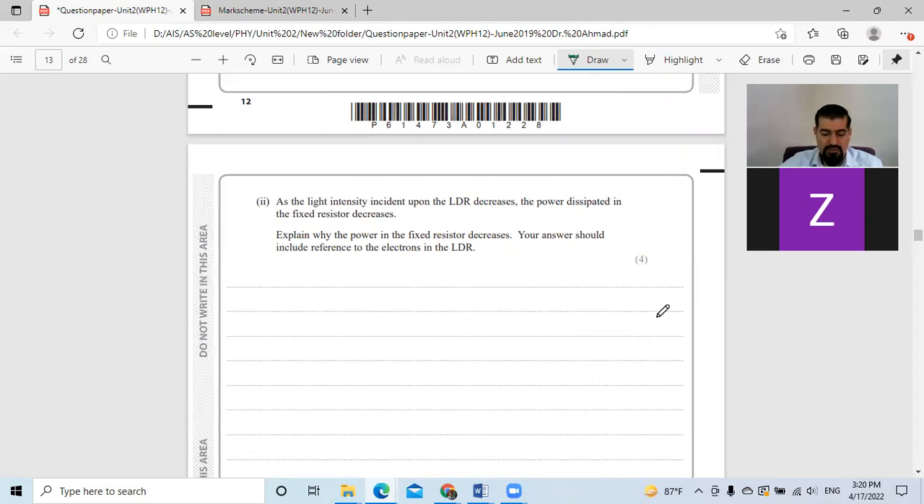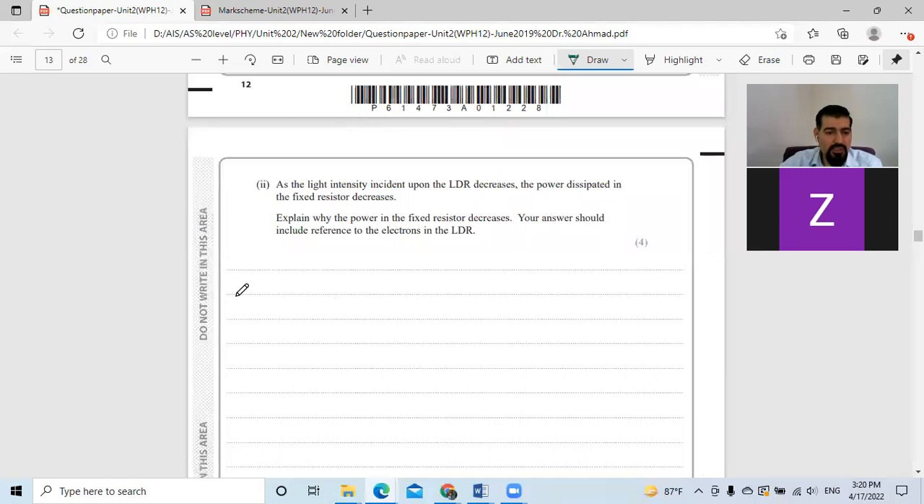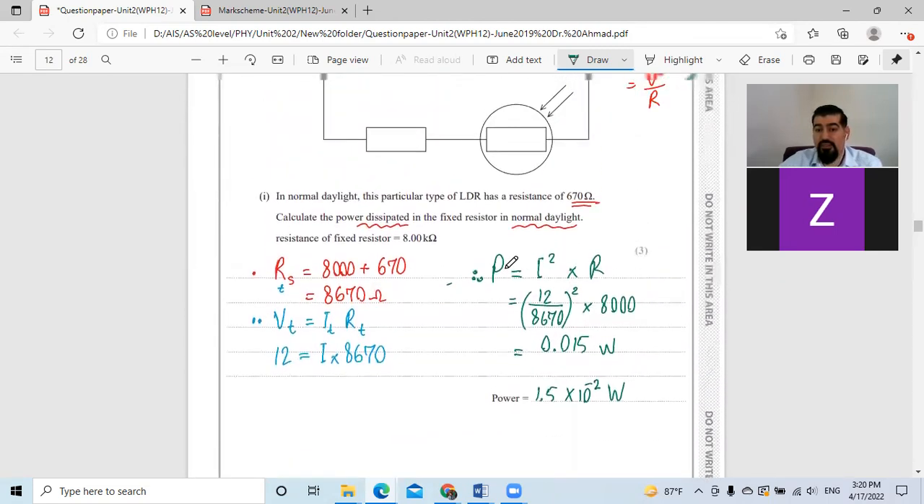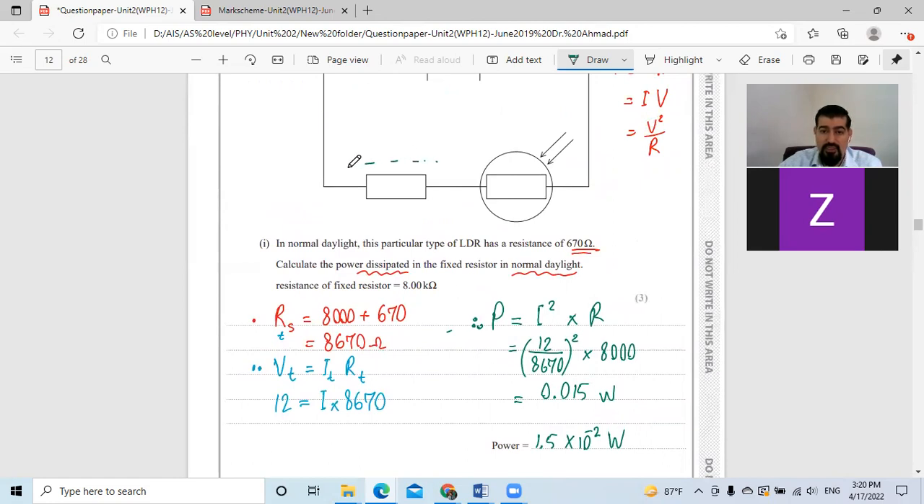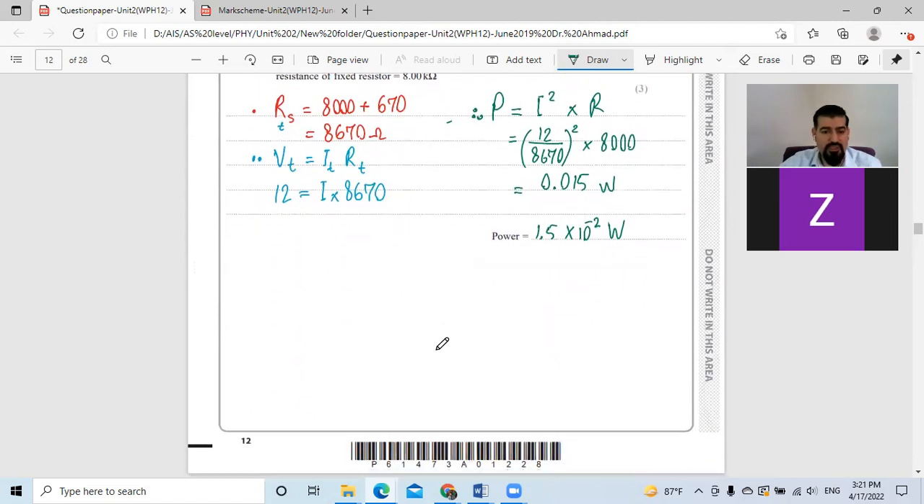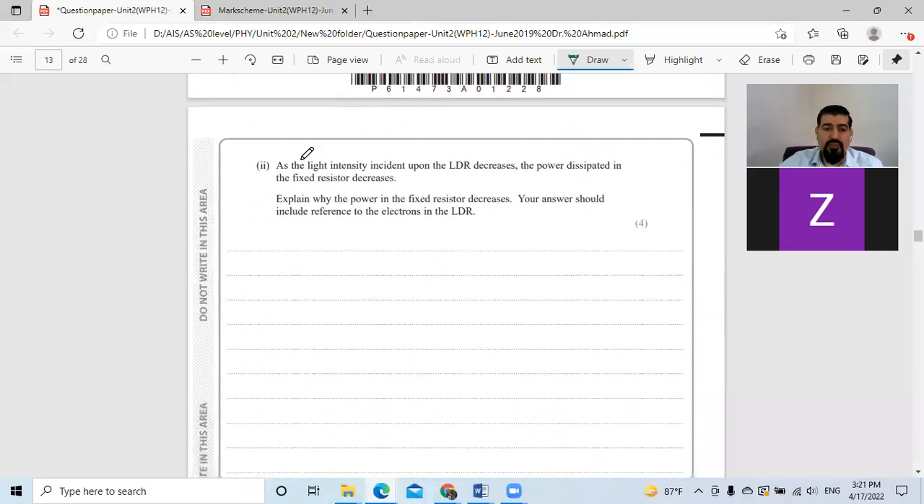What do they ask here in this part? Of course, the current is the same because they are connected in series, but I find only the power dissipated through the fixed resistor. You have to study that and know that in series they have the same current, not like in parallel. In parallel they have the same voltage or potential difference across them. Yes, thank you, Shahid.